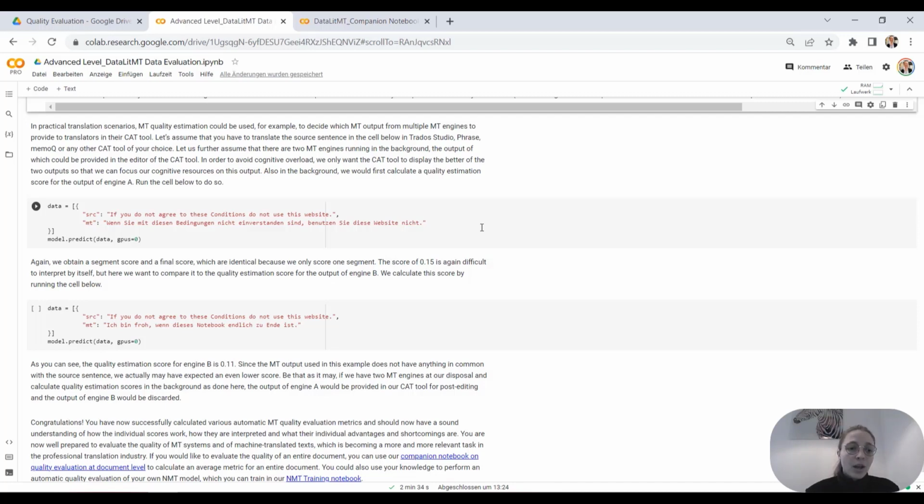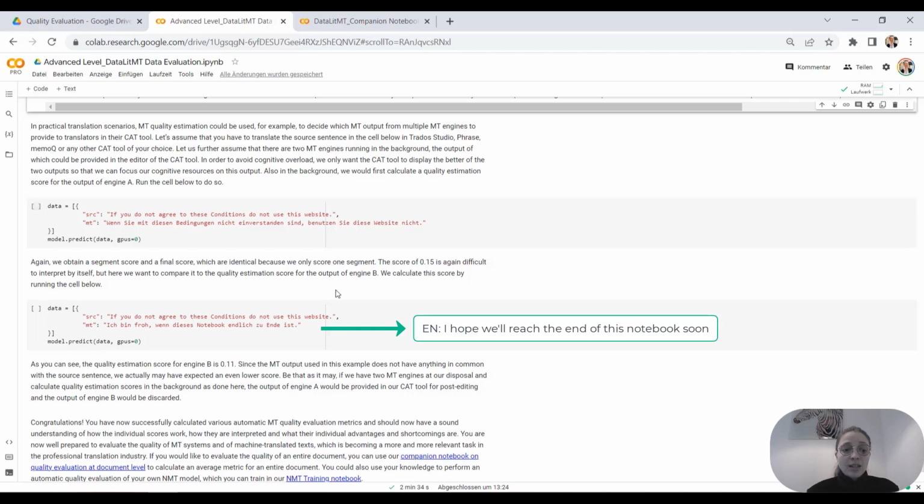So let's say we have a source which says the same again. If you do not agree to these conditions, do not use this website. And we have one hypothesis: Wenn Sie mit diesen Bedingungen nicht einverstanden sind, benutzen Sie diese Webseite nicht. And then we have a second hypothesis, which says, ich bin froh, wenn dieses Notebook endlich zu Ende ist. So these are two very different meanings, very different sentences. Don't worry if you don't speak German, but this is a translation of the sentence, and this is a completely different sentence.